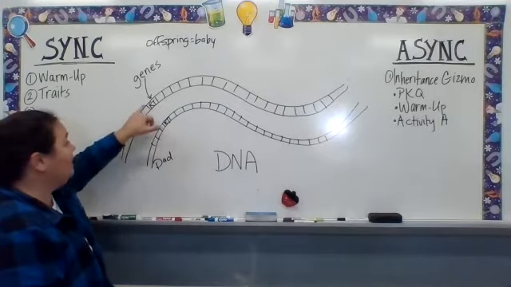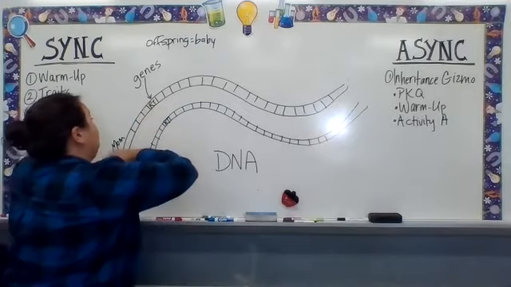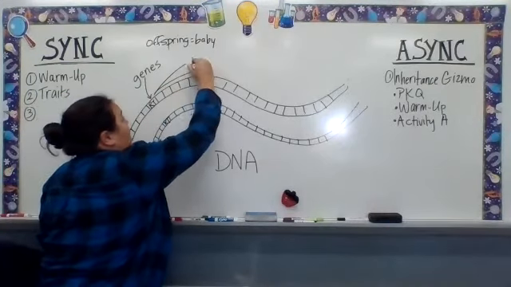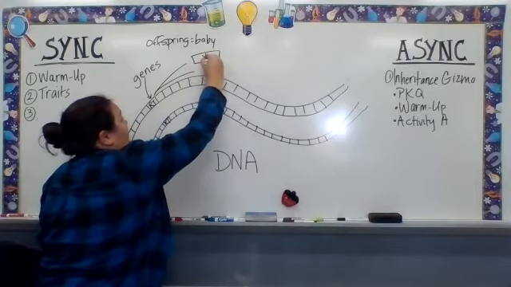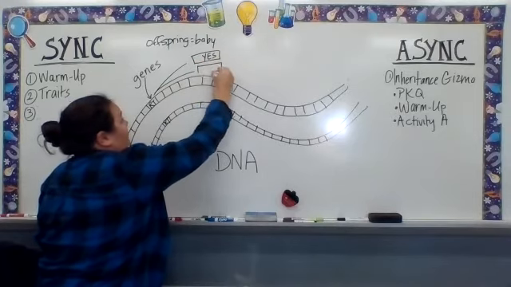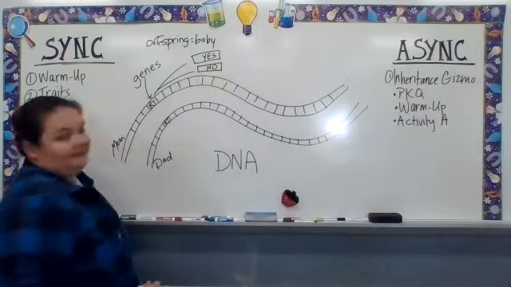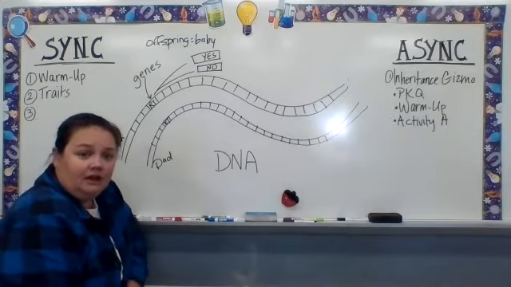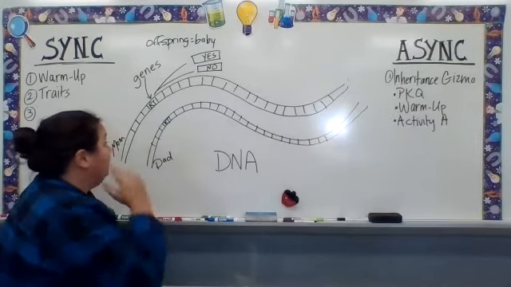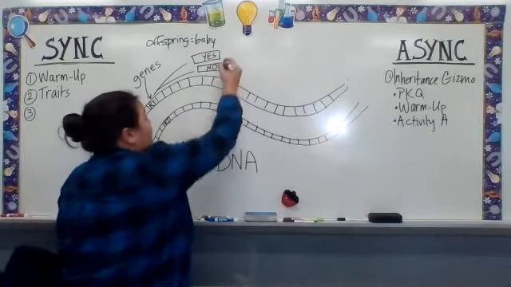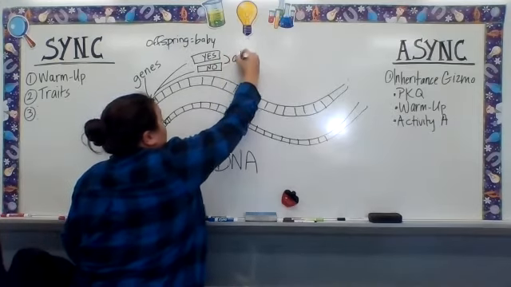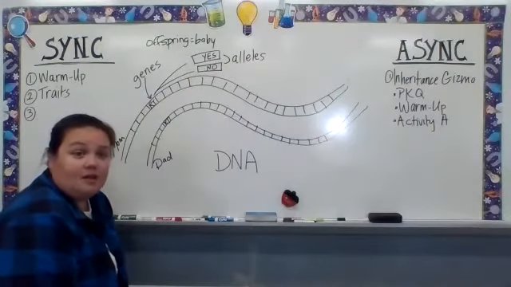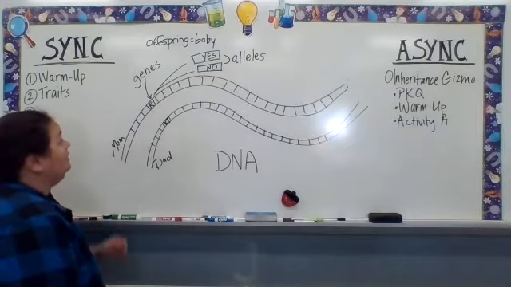So just like you get a copy from mom and you get a copy from dad, this gene actually can have different versions. So you may get a yes, or you could get a no. And this is in very simple terms. You could have the gene that says, yes, you can roll your tongue, or you could have the gene that says, no, you can't. And these are called alleles. The different versions of the same gene are called alleles.